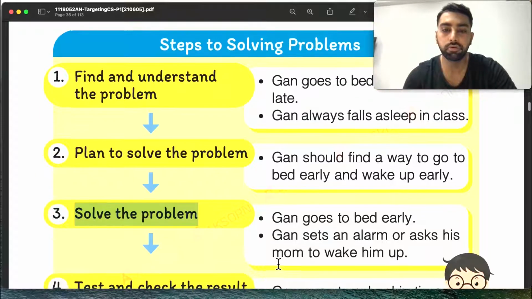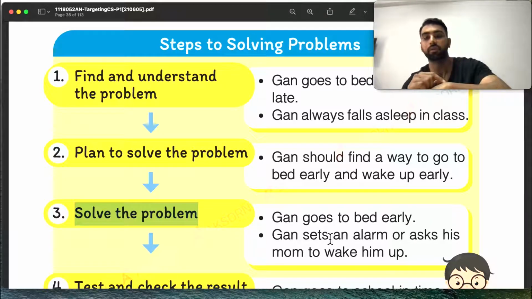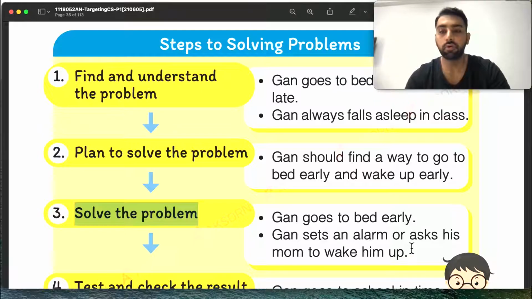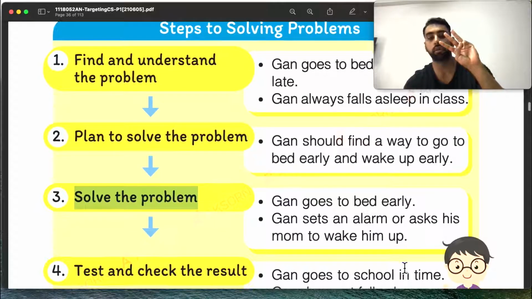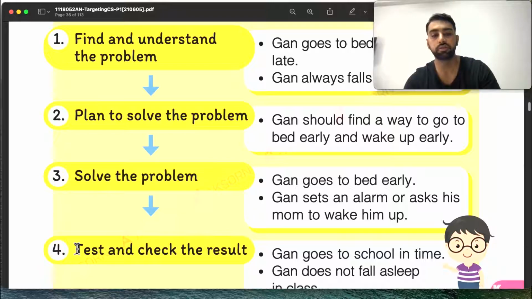How can we solve the problem? Number one, Gang goes to bed early. Number two, Gang sets an alarm clock. An alarm clock is like on your phone, or there is a clock you can put on alarm. Alarm clock, or ask his mom to wake him up early. Alright, so this is number three, solve the problem. And number four is test and check the result.